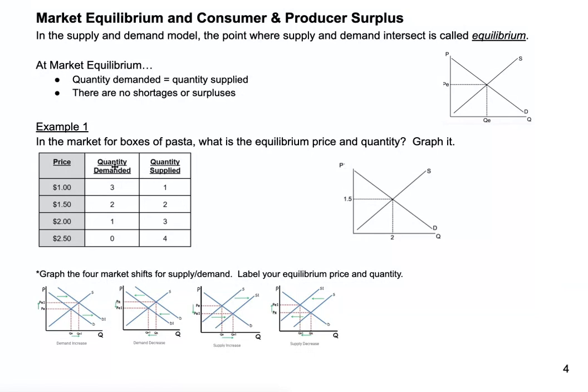You've got to be careful with this because sometimes they won't give you the market. They'll break it down by individual consumer or individual supplier, and then you've got to add them up to get the market. But here they gave you the market total. Since quantity demanded equals quantity supplied at $1.50, that's what it looks like.